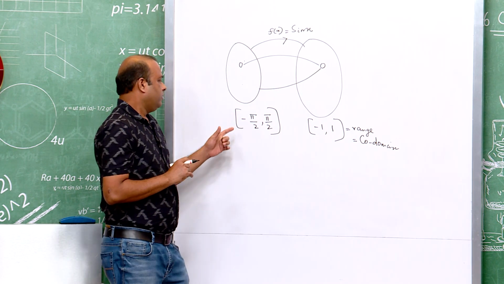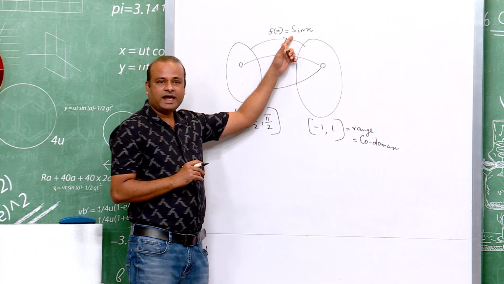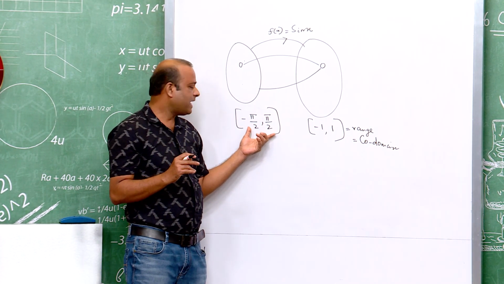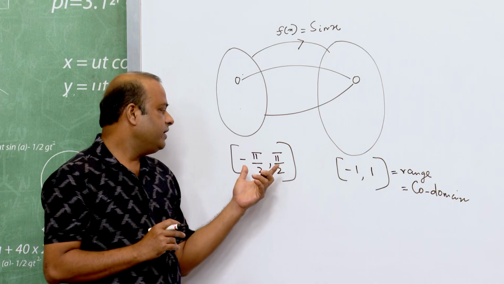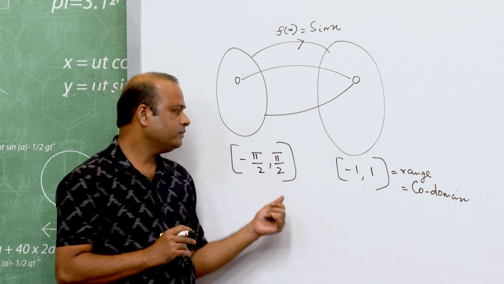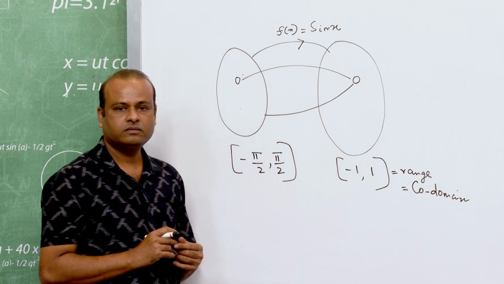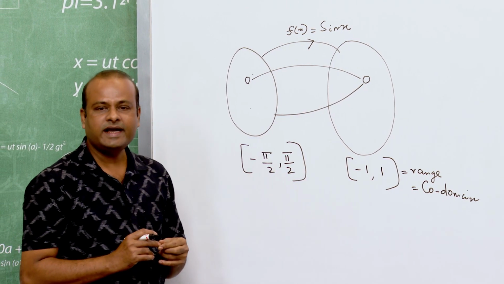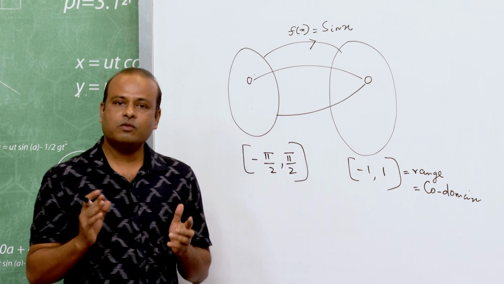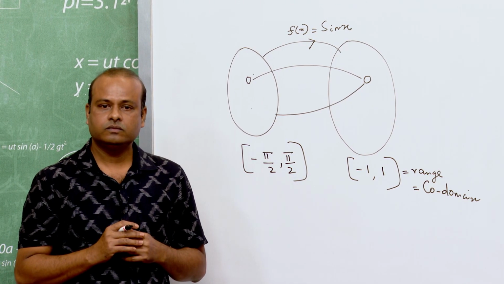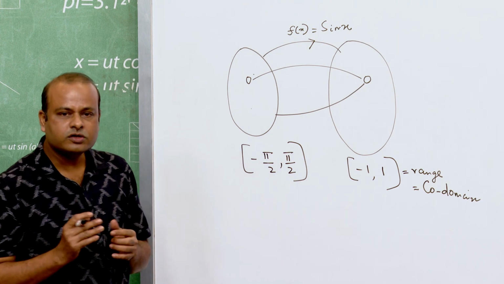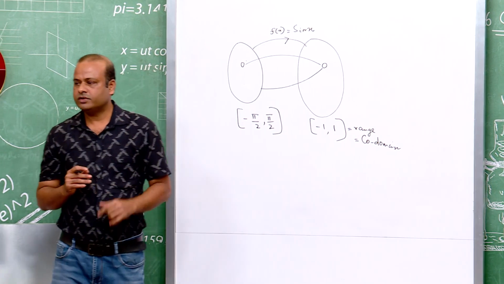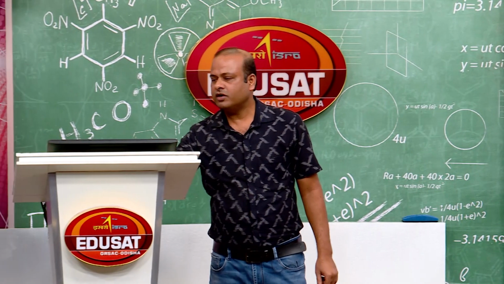So, f(x) = sin x. We reduce the natural domain R to minus pi by 2 to pi by 2. If it is minus pi by 2 to pi by 2 and from minus 1 to 1, the function f(x) = sin x is both one-one as well as onto. So, the inverse of the function now exists. We call the inverse sin inverse x.